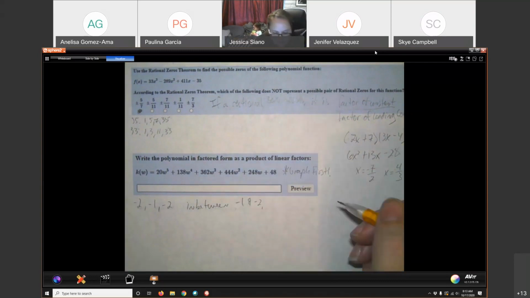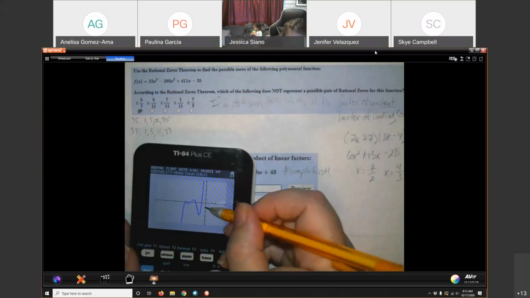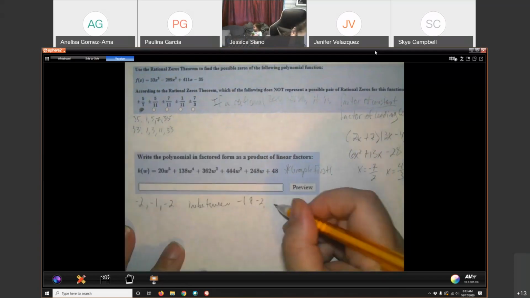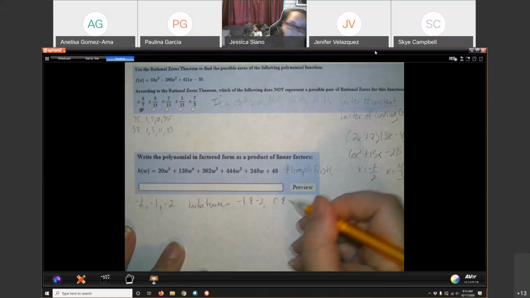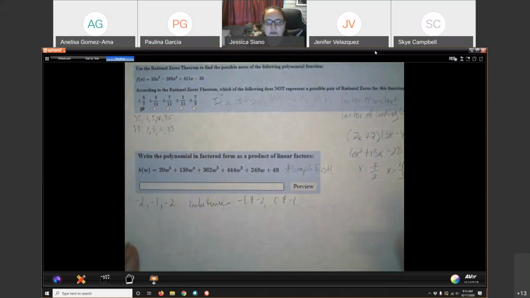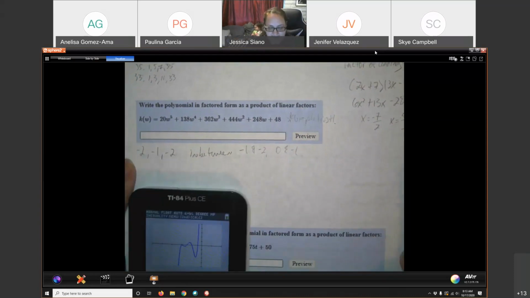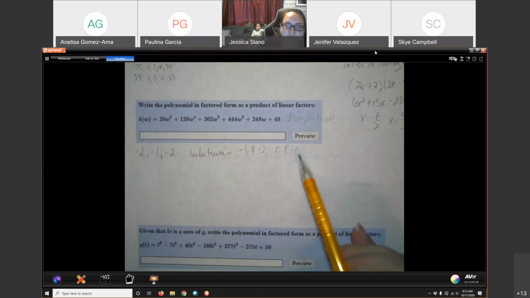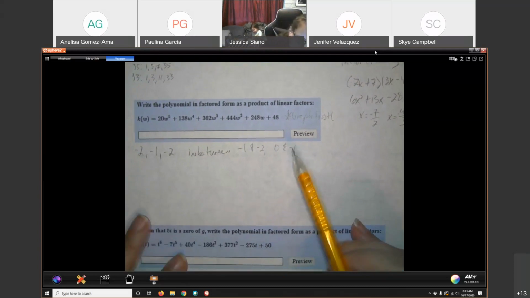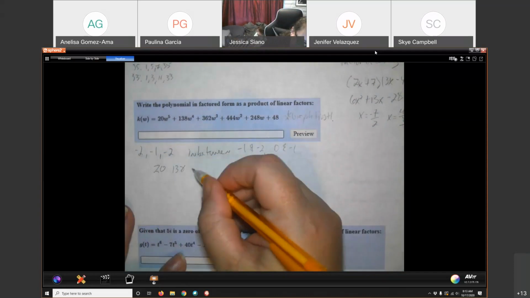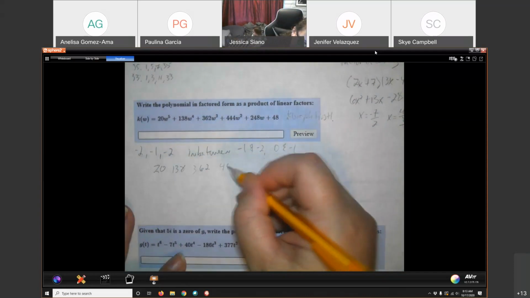And I have another 0 in between 0 and -1. Okay? So that's important because I need all 5. I have 3. I need to figure out what those last 2 are. So my first step is always to divide out the zeros that I have using synthetic division.